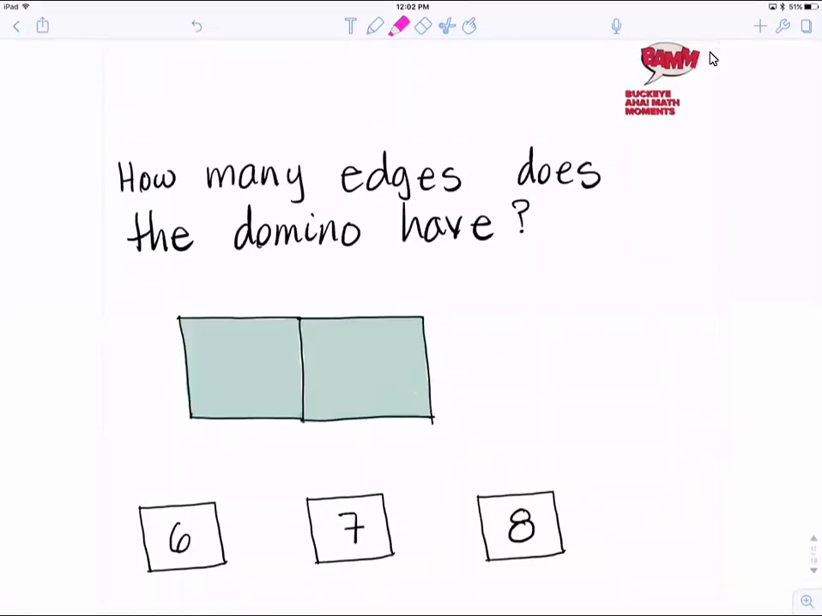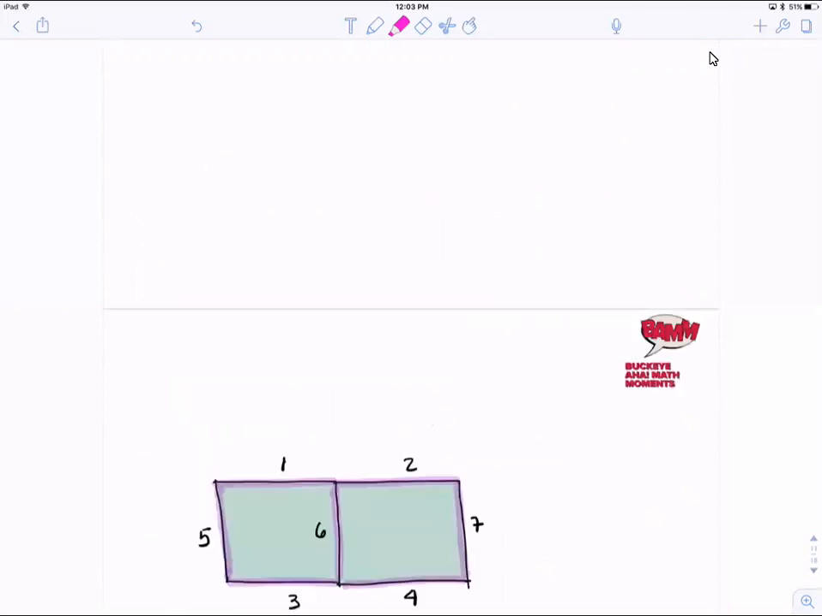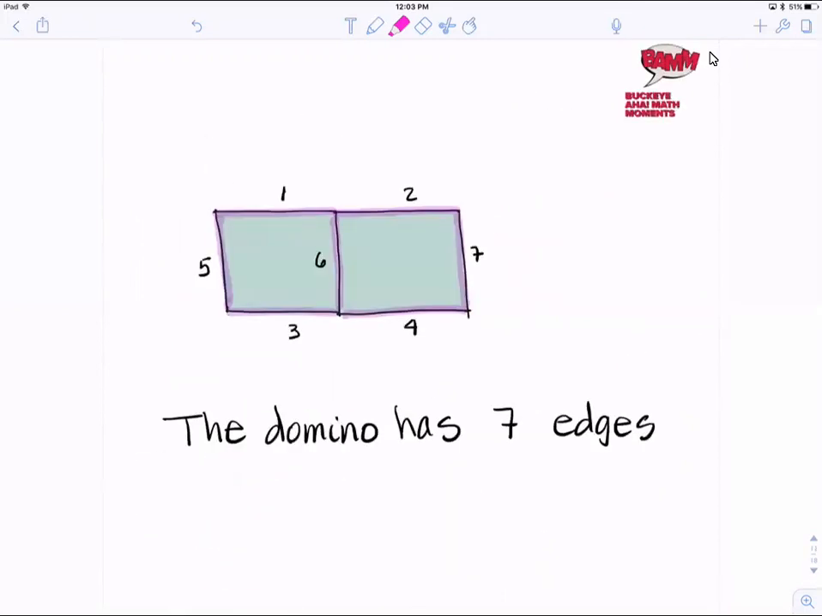Now your turn. How many edges does the domino have? 6, 7, 8. I'll give you a few seconds to think about it. The domino has 7 edges.